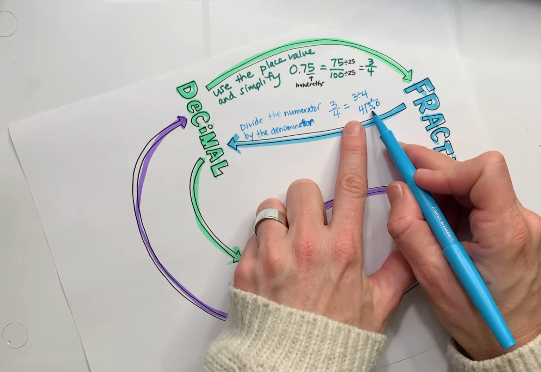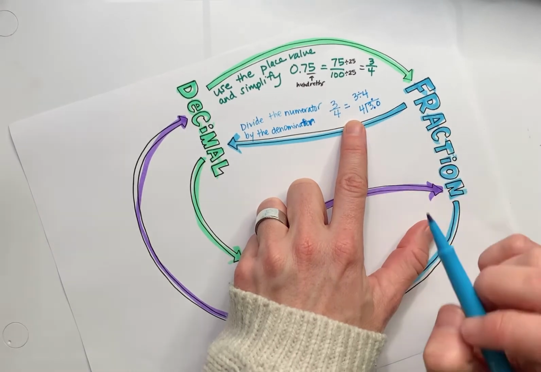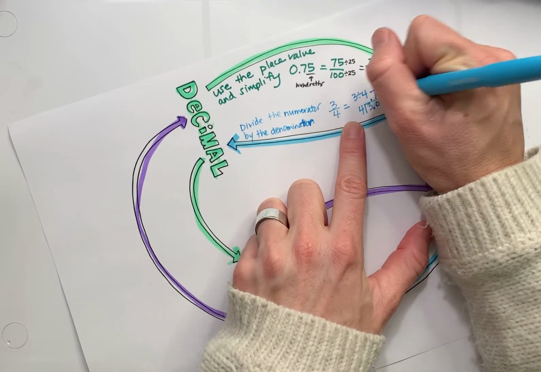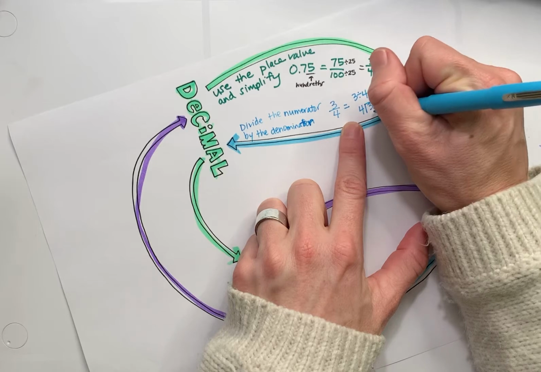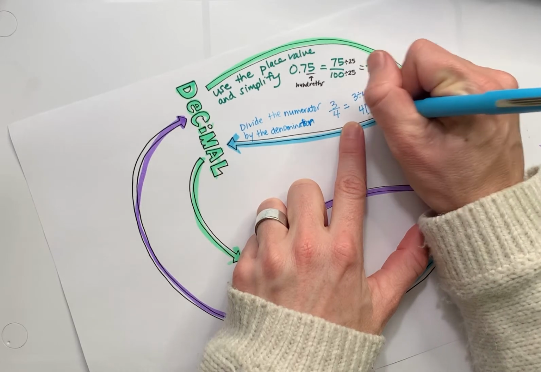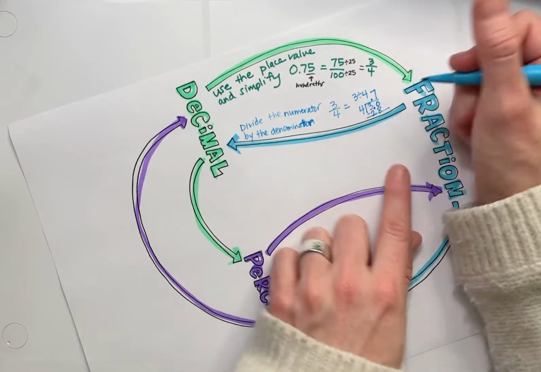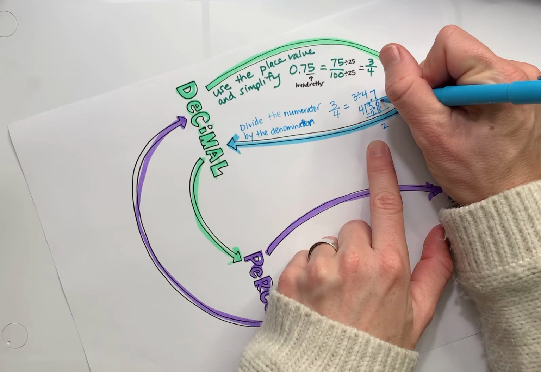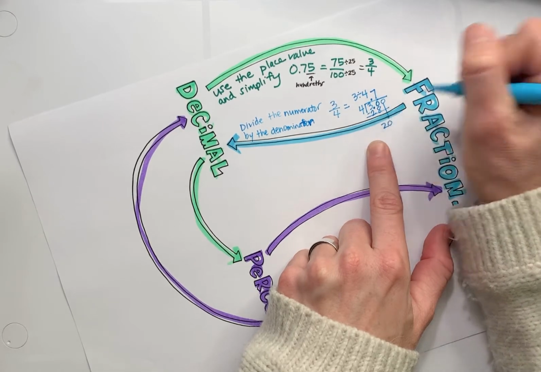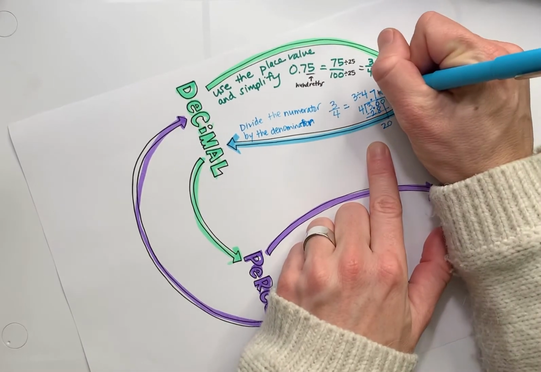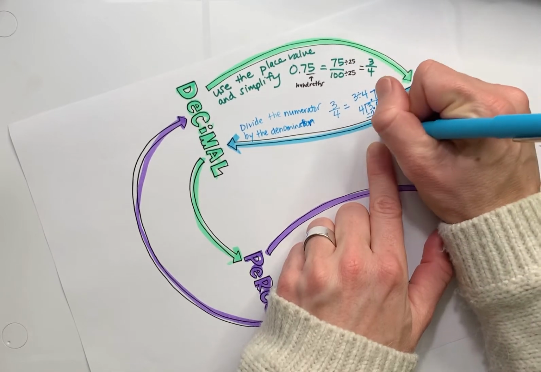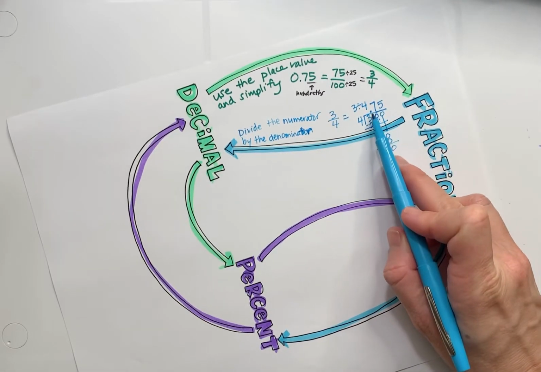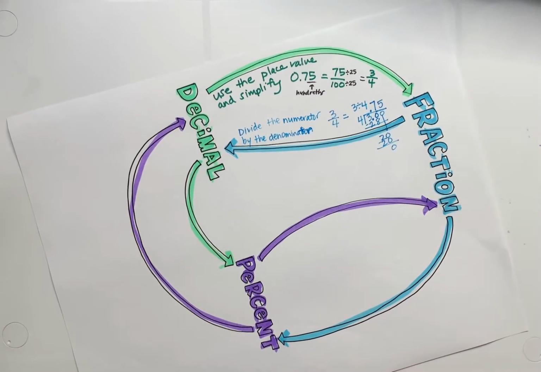So 4 goes into 3, can't do it. So 4 goes into 30. How many times? Well, we're going to do 7. 7 times 4 is going to be 28. Find the difference, bring down my 2, and I'm running out of room, so I'll go over here. And it looks like I need to bring down a 0. There we go. 4 goes into 20 5 times. 5 times 4 is 20. No leftover, so I know I've reached the end. So there we have our decimal, 0.75, or our 75 hundredths.